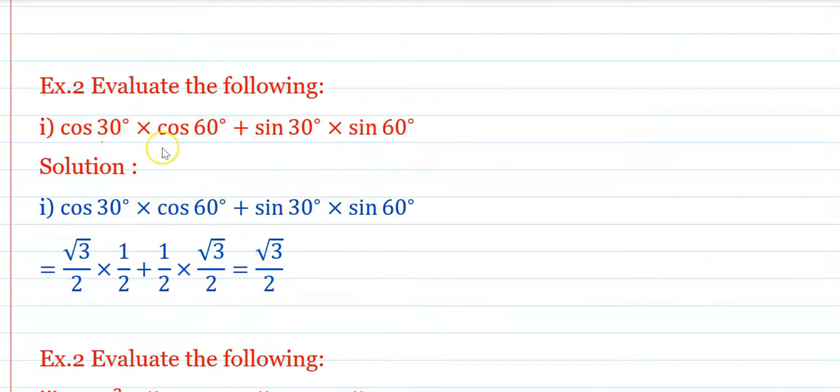Next, evaluate the following: cos 30 into cos 60 plus sin 30 into sin 60. Substitute the values. Cos 30 is root 3 by 2. Cos 60 is 1 upon 2. Sin 30 is 1 by 2. Sin 60 is root 3 by 2. And if we simplify this, what will you get? Root 3 into 1, you will get root 3 by 4. And if we add, root 3 by 4 plus root 3 by 4 means what? 2 times root 3 by 4. And if we simplify, then you will get root 3 upon 2, and this is the answer.